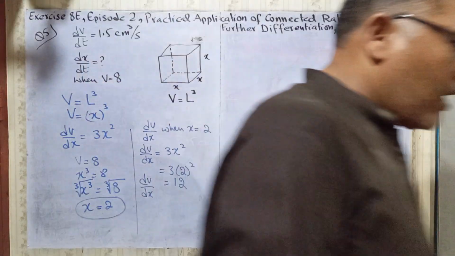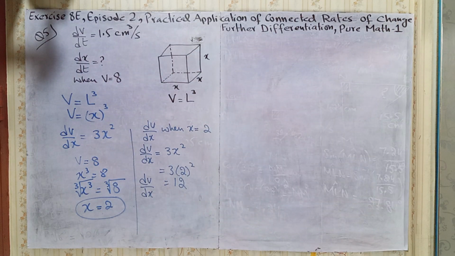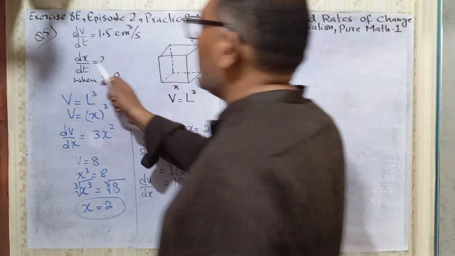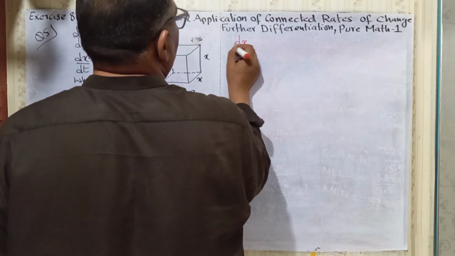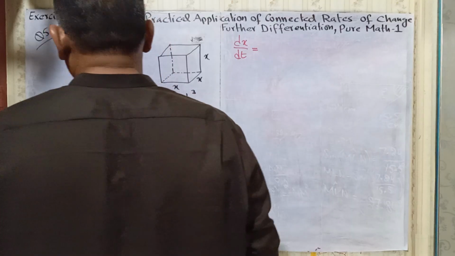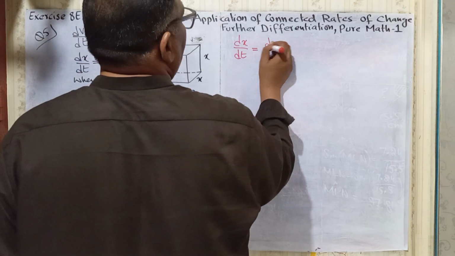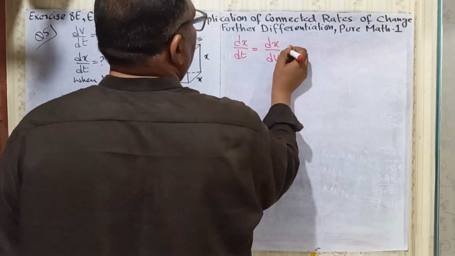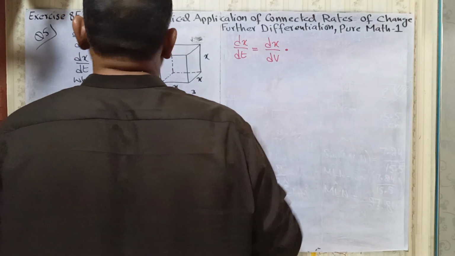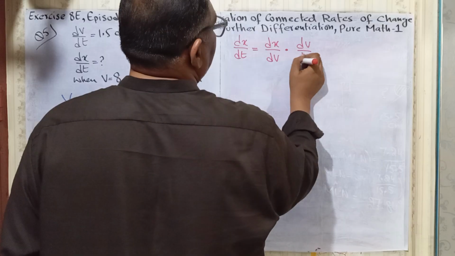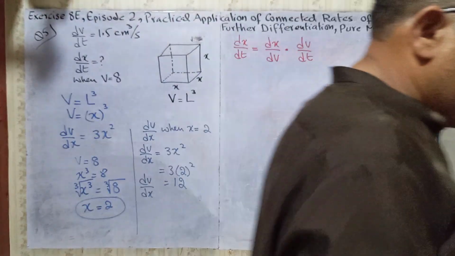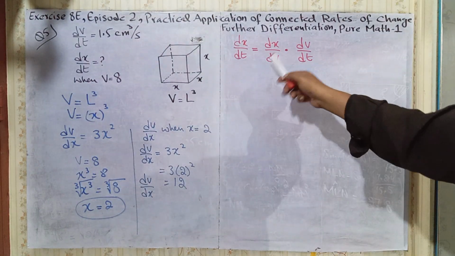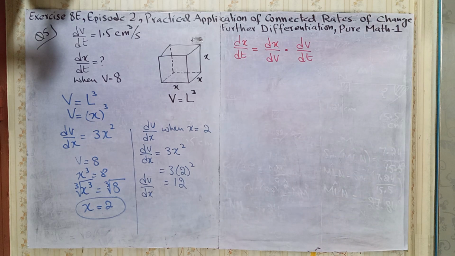Now, because I want to find out the value of dx by dt, I will apply the chain rule. The chain rule says that I want to find dx by dt. So dx by dt will be equal to dx by dV into dV by dt. So this is my chain rule. Basically, you see what will happen. The dV and the dV will cancel and you will get dx by dt.